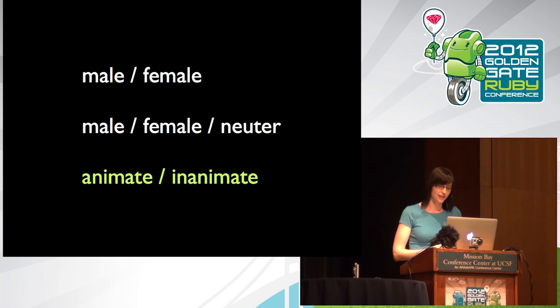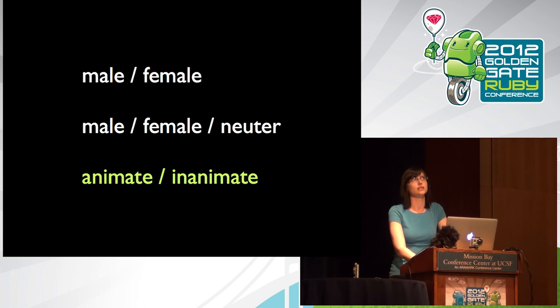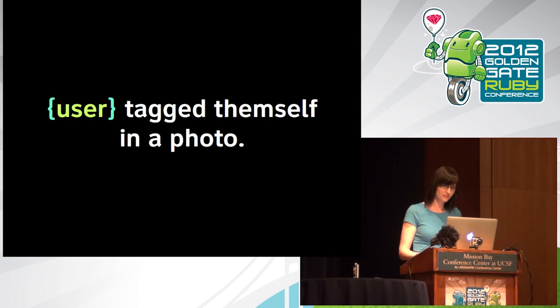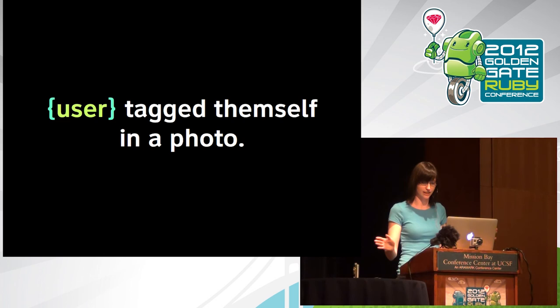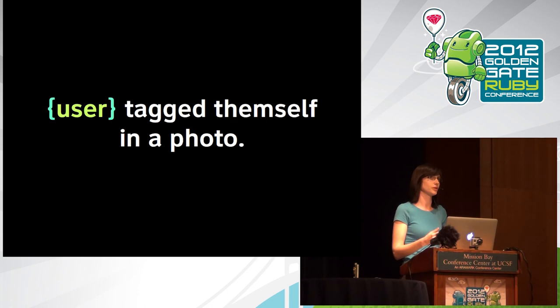So you might remember when, in 2008, Facebook started suddenly aggressively asking users to specify their sex. Before then, they'd been displaying this text, user tagged themselves in a photo. And they got all sorts of pedantic complaints that themself is not a word, but that's a stupid thing to get worked up about. So they ignored it. But then they started to internationalize, and they realized that solution wasn't going to work as neatly in other languages. In fact, in some languages, it just doesn't work at all. There's no equivalent of this solution.